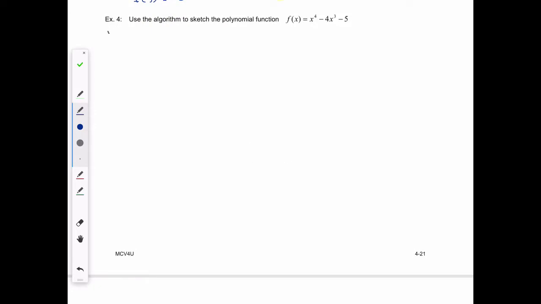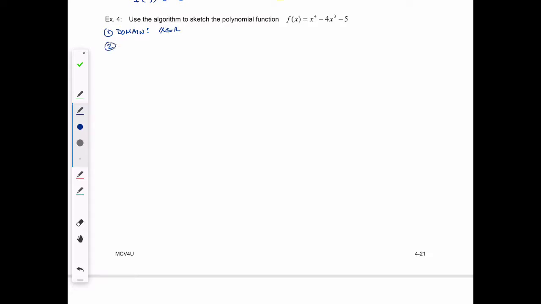So for step 1, my domain. I really don't care about the range. I'm not sure why it's in there, but my domain is going to be, there's really no restrictions on that. So it's going to be x is an element of all real numbers, right? Usually there's a restriction if there's a root sign or if there's a rational.